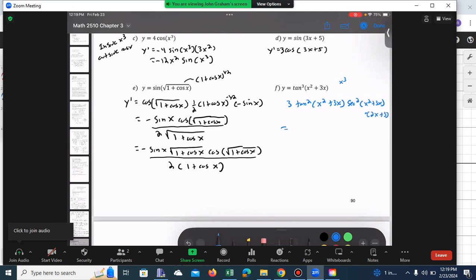So we can put this all together. I'll distribute the 3. So we'll have 6x plus 9 times tangent squared of x squared plus 3x, times secant squared of x squared plus 3x. Alright, any simplifying past this won't make it necessarily any simpler. So we'll leave it at that.